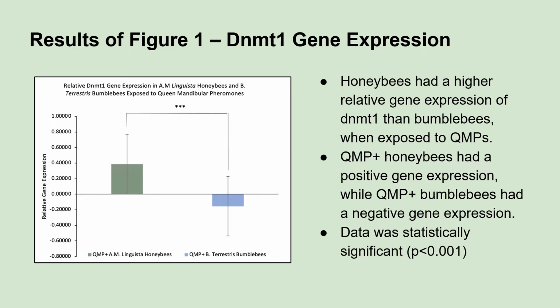So figure 1 highlights the relative gene expression of DNMT1 in honeybees, shown in green, and bumblebees exposed to QMPs, shown in blue. As you can see, the QMP plus honeybees had a positive gene expression, while the bumblebees had a negative gene expression. These results may suggest that honeybees upregulate DNA methylation, specifically the DNMT1 gene, while bumblebees downregulate DNA methylation.